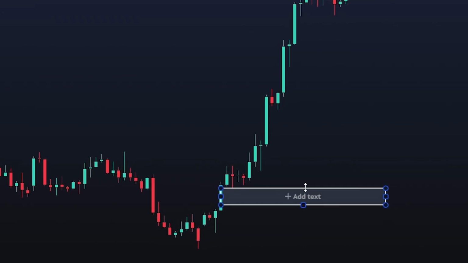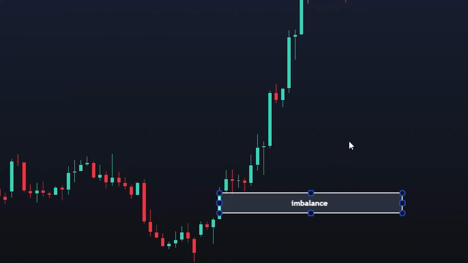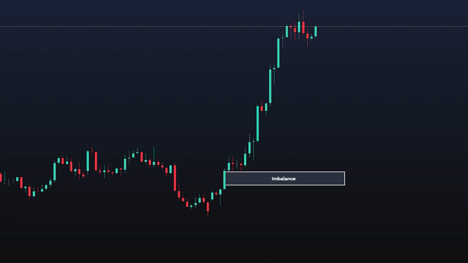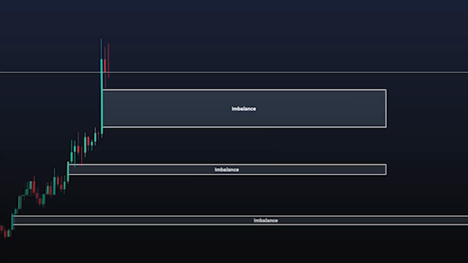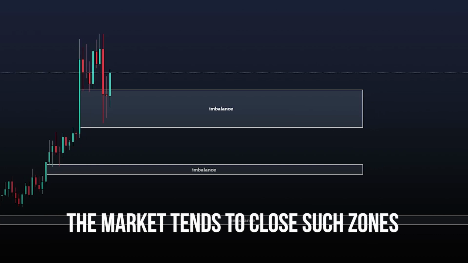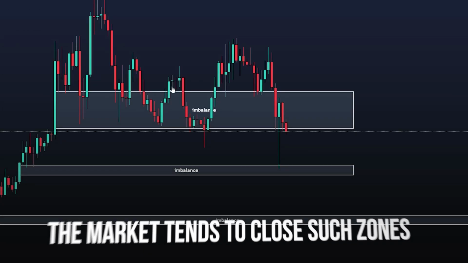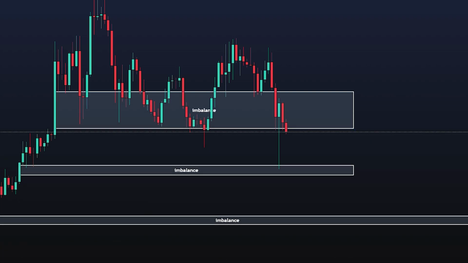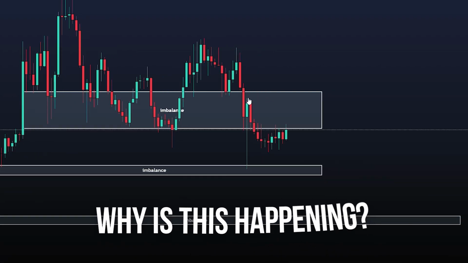Visually, it appears as a large candle with minimal shadows, where the price moved in one direction without serious pullbacks. The most important thing when working with imbalances is to realize that the market tends to close such zones. This means that the price sooner or later returns to the imbalance area to restore the balance between supply and demand. Why does this happen?